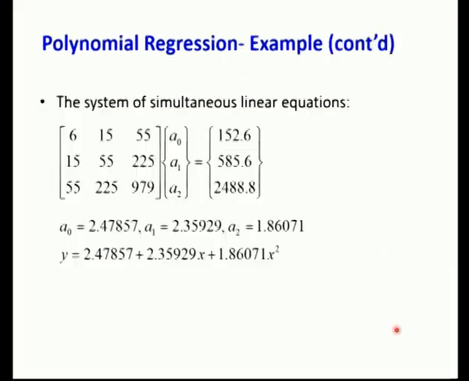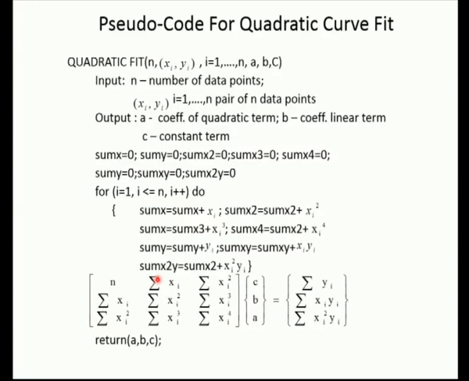This is the system of 3 equations in 3 unknowns, which we need to solve for a_0, a_1, a_2, and you can adopt any method for a 3 by 3 system. We obtained a_0, a_1, a_2, and this is the solution, the quadratic fit for the data. We will now see the pseudocode for the quadratic curve fit.